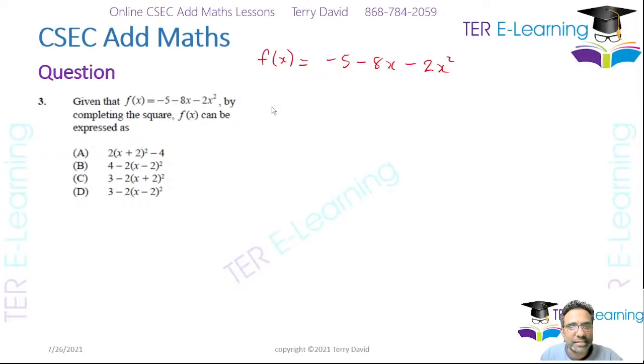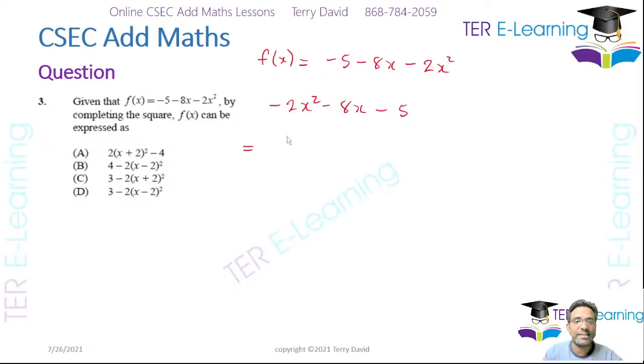I'm going to write over this equation as this. I'm going to put this as minus 2x squared minus 8x minus 5. All I've done is shift around the terms, but I'm keeping the sign in front of each of those terms. Now, here's what we're going to do.